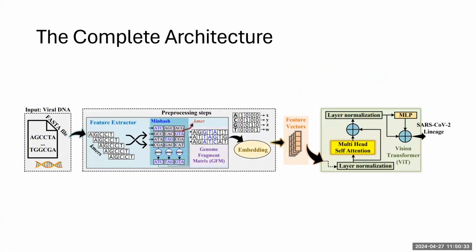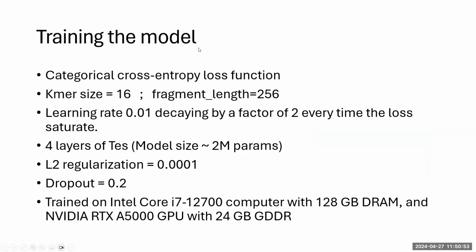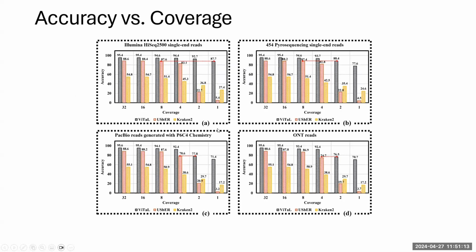So the complete architecture simply looks like this. We get an assembled genome, we transform it, we extract features from it using the minhash and one-hot encoding, and then we feed it to the modified vision transformer. These are some of the hyperparameters that we used. We use a k-mer size of 16, and we extend it to be a fragment of 256, etc. There are some more hyperparameters here, but that's not so important.